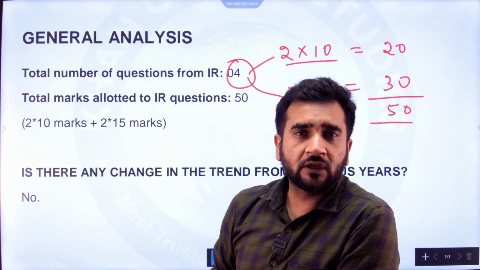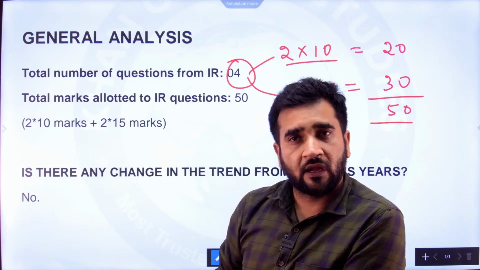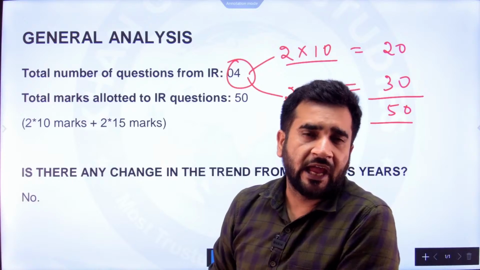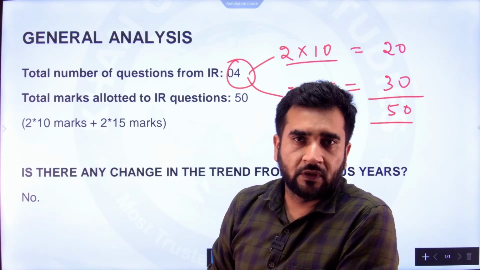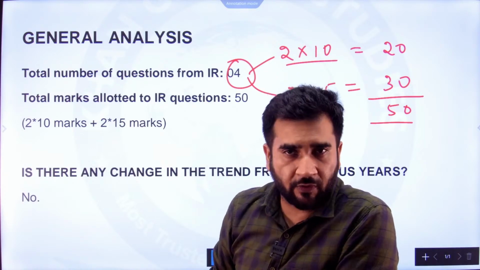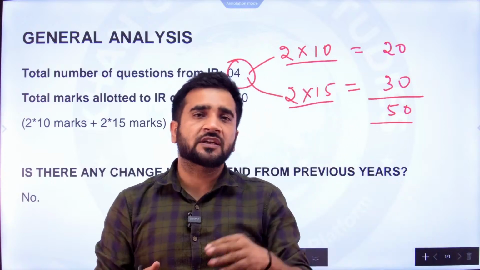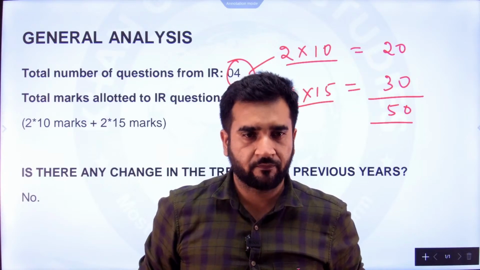This is what was the same in this year's GS2 paper, specifically with respect to IR and the previous year papers. No change in pattern, no change in the number of questions, no change in the marks allotted. 50 marks, 4 questions, 2 questions of 10 marks, 2 questions of 15 marks.